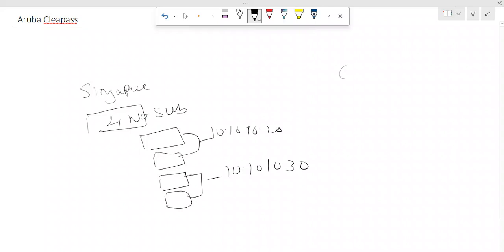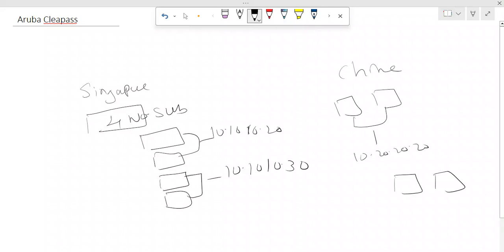The second one is China. There are 2 servers. For example, you can bind the one virtual IP 10.20.20.20. The third one is Philippines. You can bind the 2 server IPs 10.30.30.30. So you have this as a single cluster across all the servers.